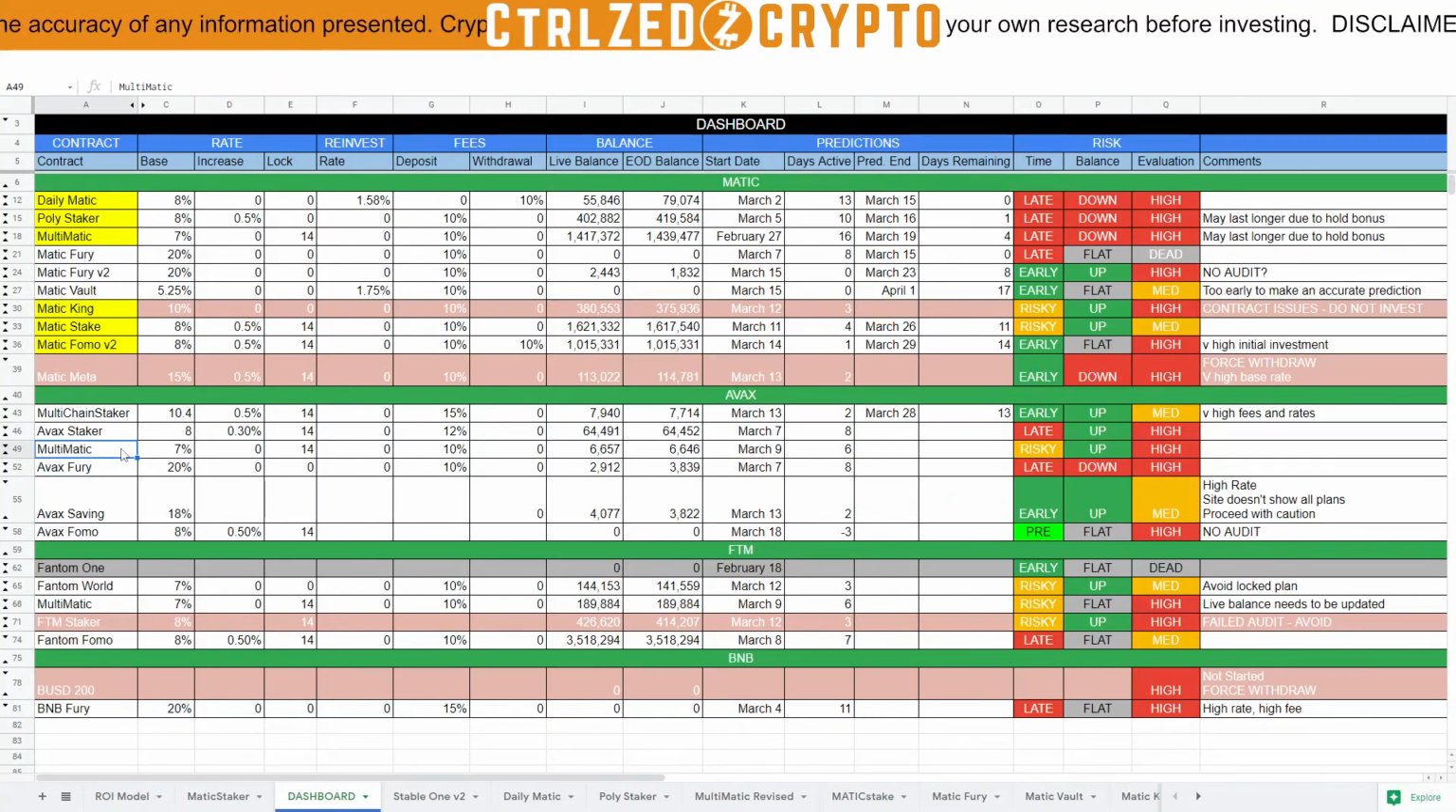Multi-Matic on Avax. It's going up. Contract balance is going up, but we're in the risky side of things. So more than a few days old, less than a week is what I'd call risky. And I'm saying that's a high risk.